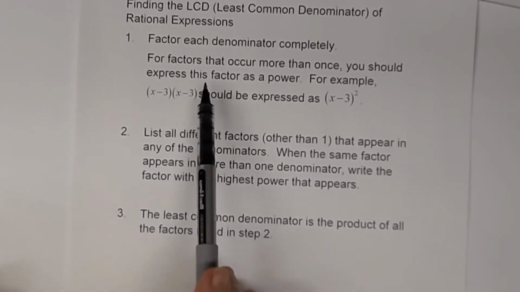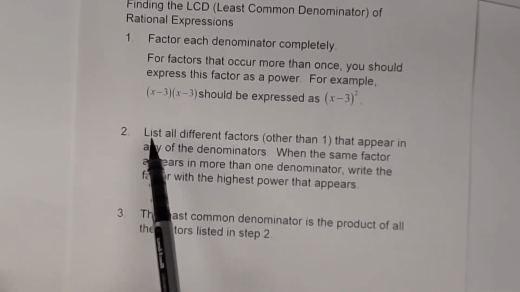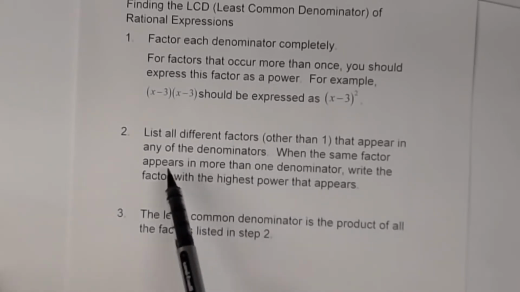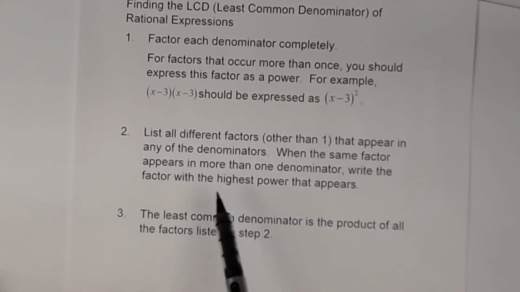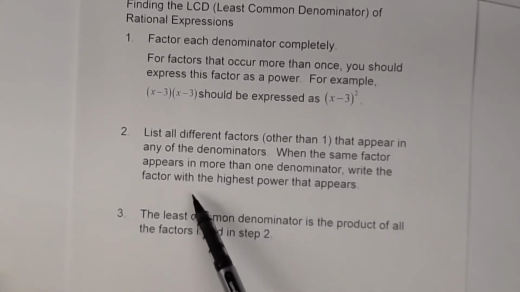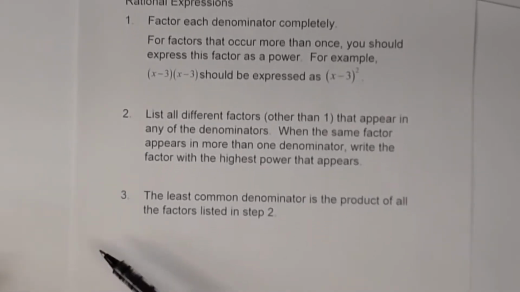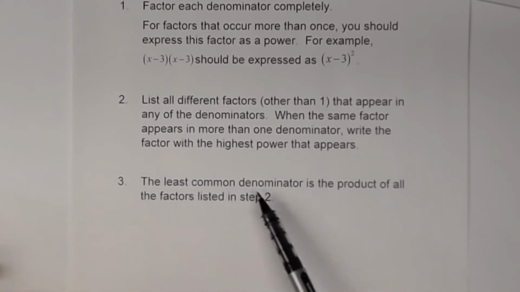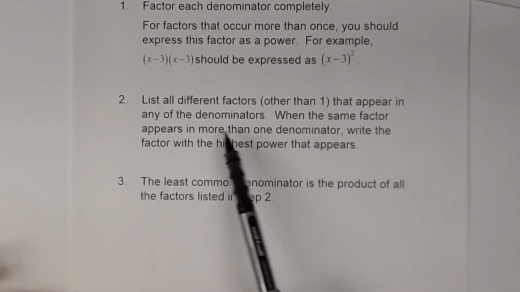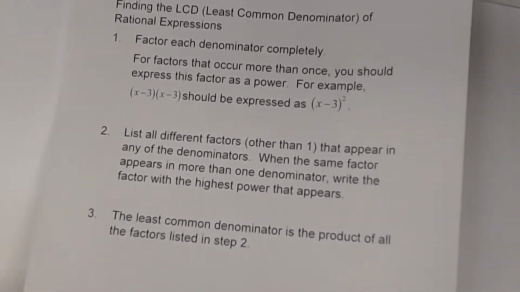Once you do step one, which is to factor the denominators, the next step is to list all the different factors other than one that appear in any of the denominators. When the same factor appears in more than one denominator, you write the factor with the highest power that appears. Then step three is that the least common denominator is the product of all of the factors that you've listed in step two. All right, so let's look at how this applies to some examples.